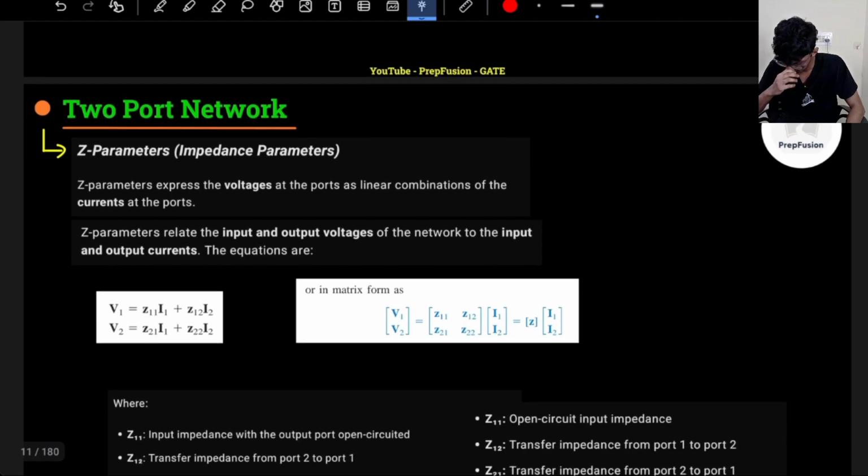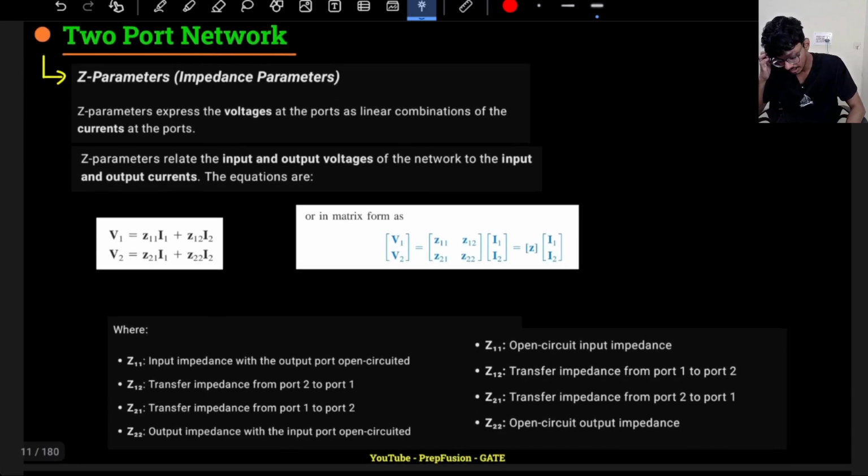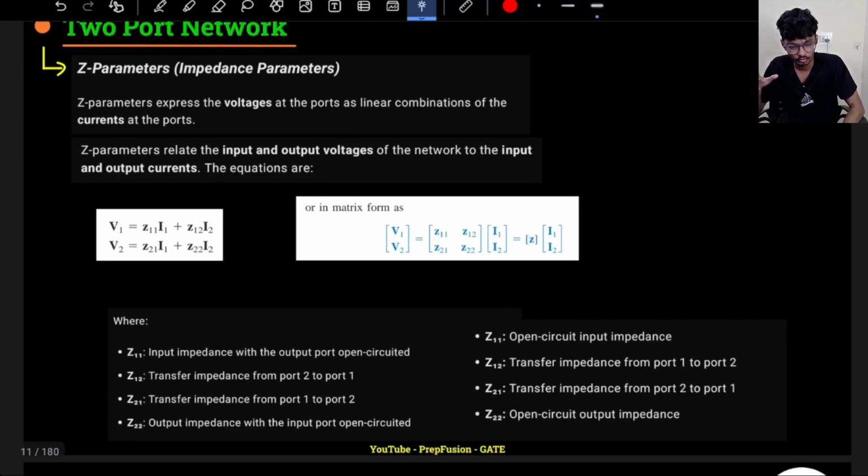So what are the Z parameters? Z parameters are expressed in terms of voltage, the first equation that I wrote. You can express the voltages of the ports as a linear combination of the currents. Z parameters relate the input and output voltages of the network to the input and output currents. So V1 can be written as Z11 I1 plus Z12 I2, and V2 can be written as Z21 I1 plus Z22 I2.